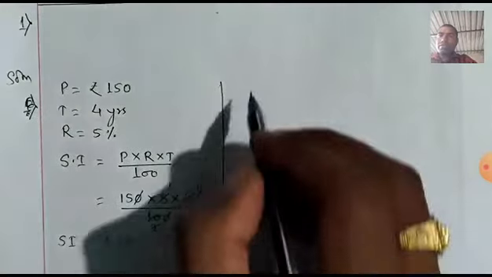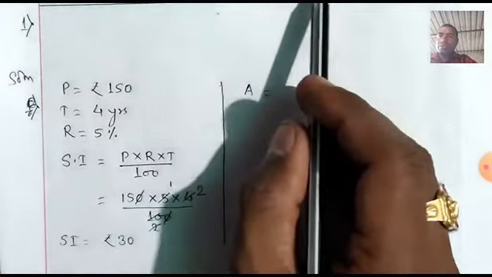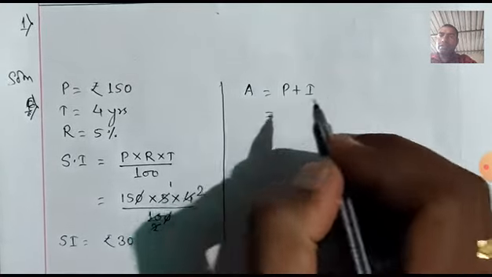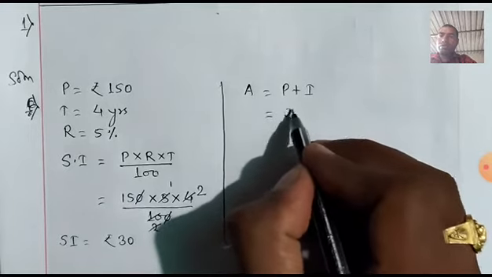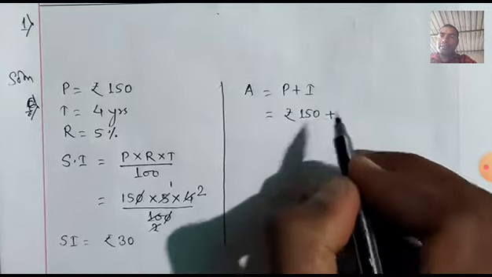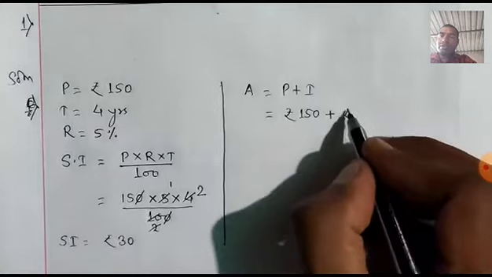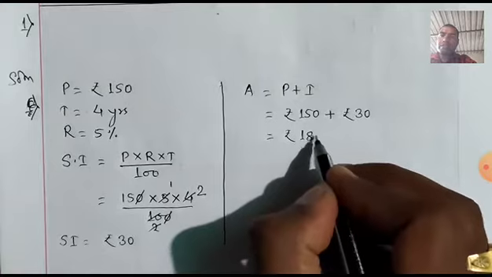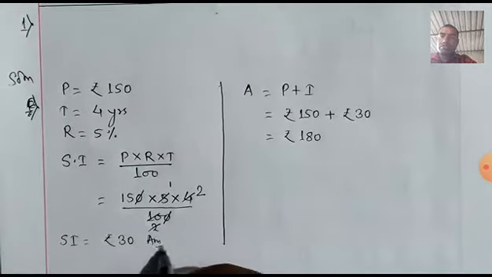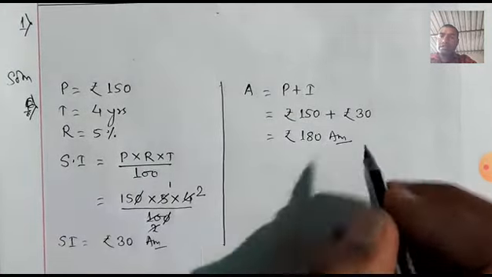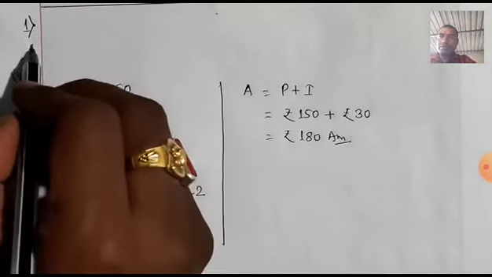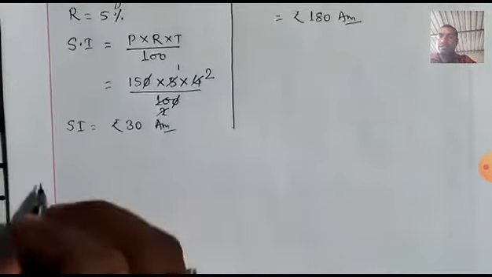Now here we have to find the amount. The amount formula is A is equal to P plus SI, or SI plus P. P we know, rupees 150, and SI we have already found, 30. On addition it is rupees 180. So this is your answer, SI and amount. Have you understood? If you have not understood, you can repeat the video. After that we will see the second one.